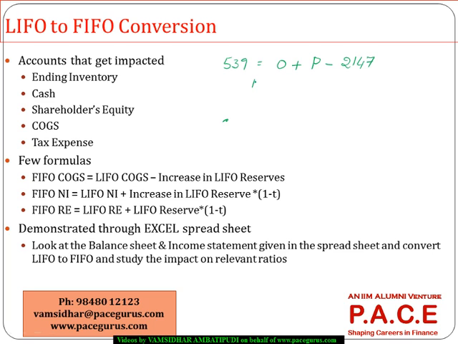So based on this assumption, I am able to compute that the purchases done during the period were 2147 plus 539, resulting in 2686. That is the purchases. Now purchases will not change whatever the inventory costing mechanism that I am using. Now I have increased the ending inventory for both the years, right?